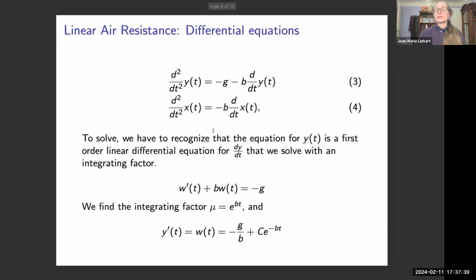The next model we're going to look at is linear air resistance. In this case, our acceleration in the y direction is due to gravity, and then we have a retarding term. Our air resistance acts opposite to the velocity component in y. That's why we've got that negative sign there. And likewise, for our acceleration in the x direction, we've got the velocity, and then in the opposite direction of the velocity, we have the air resistance term pulling the dart back and slowing it down.